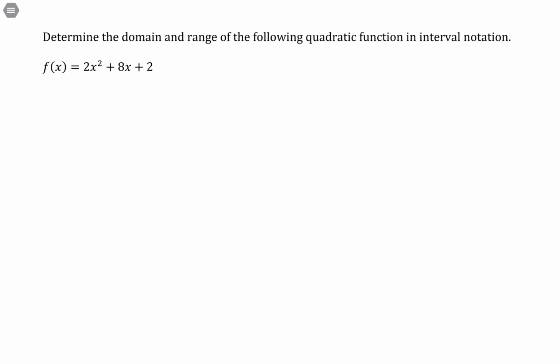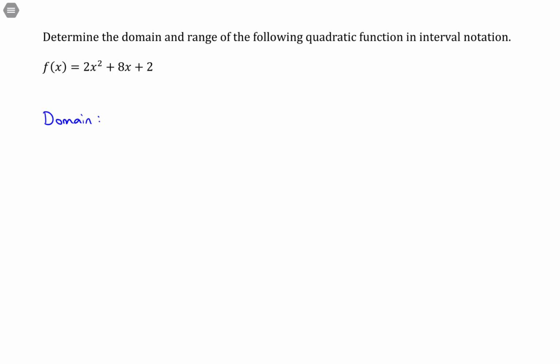Determine the domain and range of the following quadratic function in interval notation. f(x) = 2x² + 8x + 2. Well, we're in for one treat. When it comes to the domain, there really couldn't be much easier.